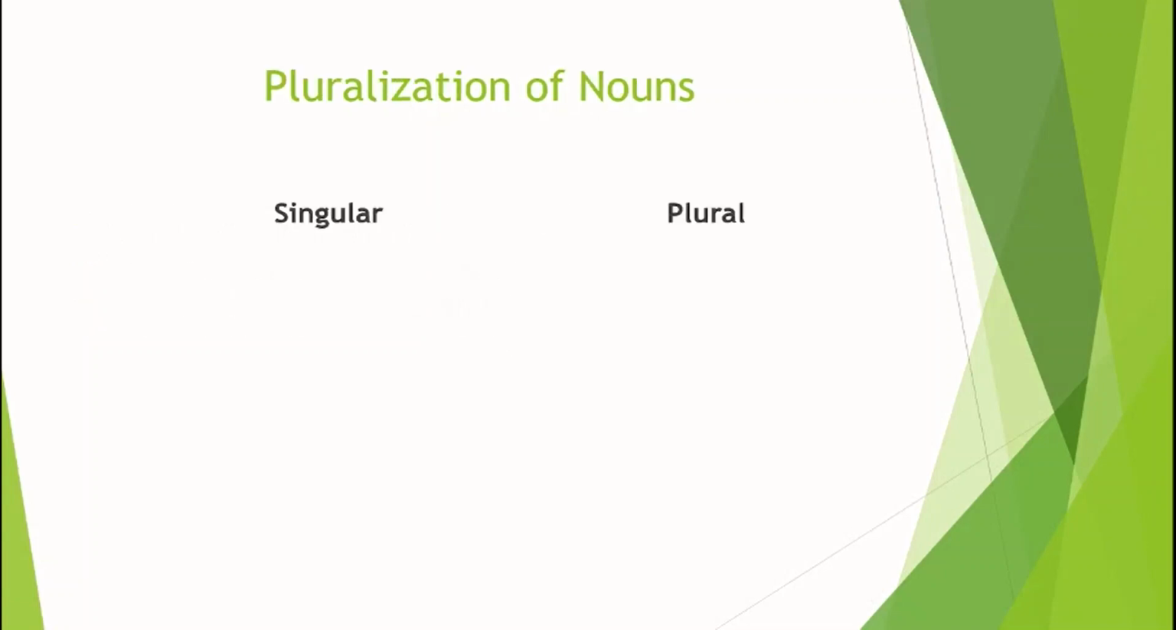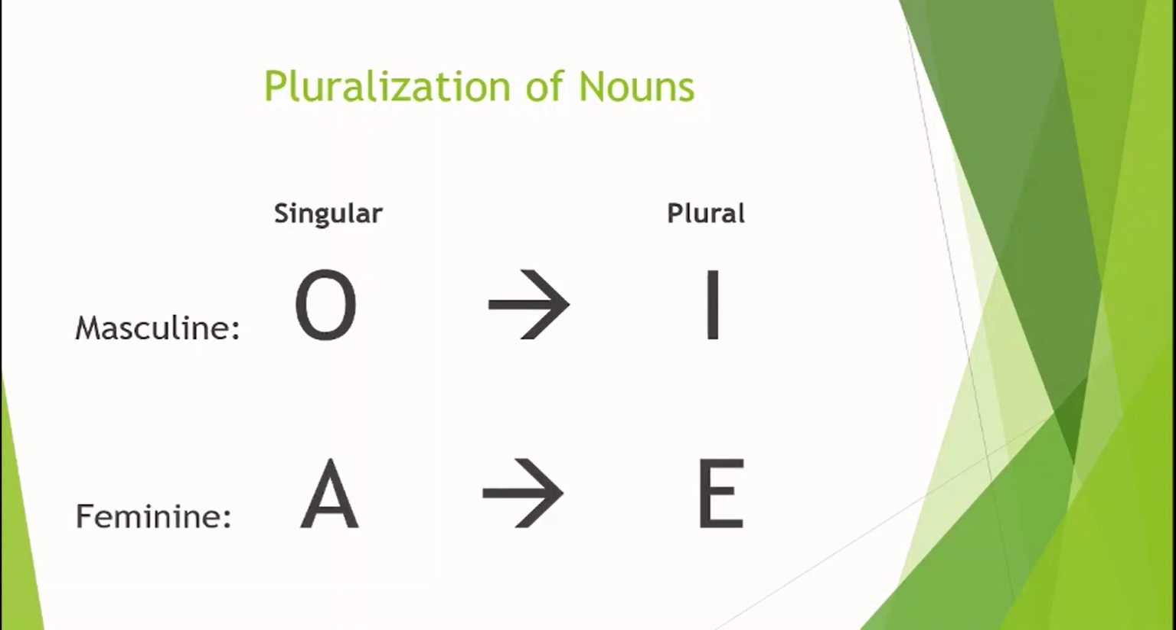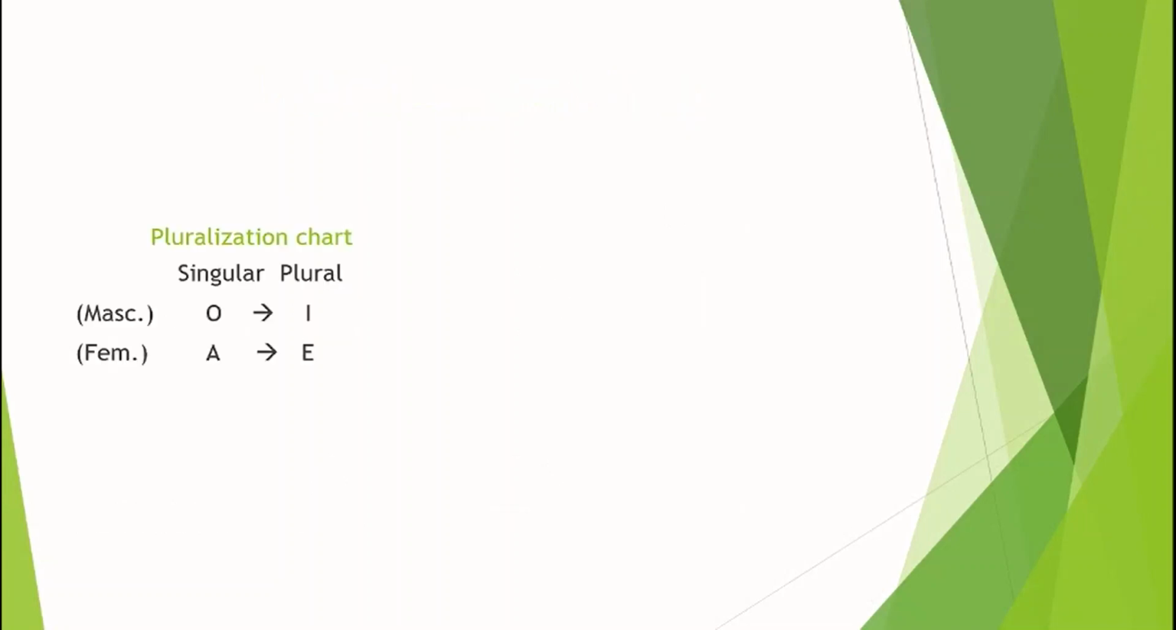So first, let's take a look at how to pluralize these. Like we said, masculine nouns end in O in the singular. That O becomes E in the plural. O to E. So if a noun ends in O in the singular, that O turns into E in the plural. For feminine, that A turns into E. A to E in the plural. I'll leave that pluralization chart up there for you so that you can reference it while we do some of these examples so you can see how this works.